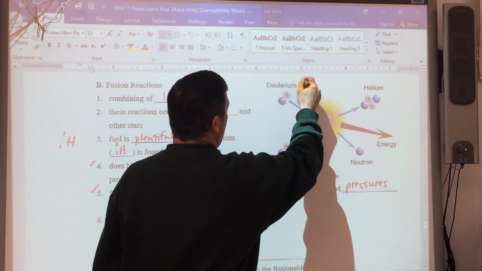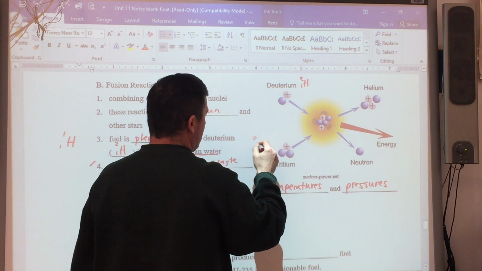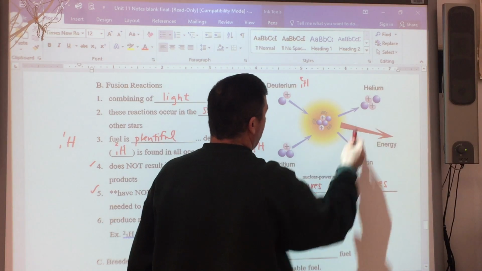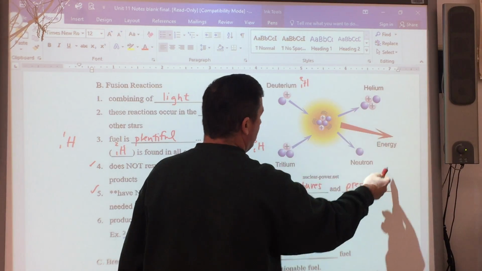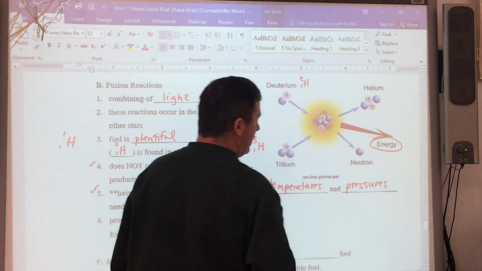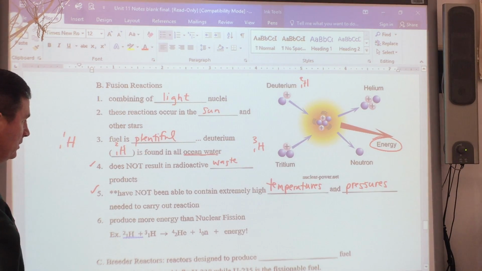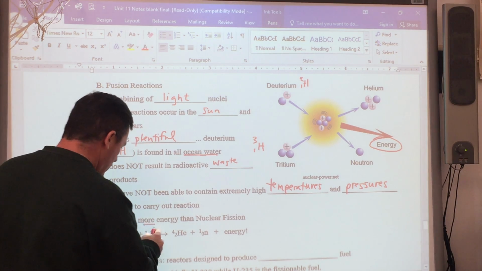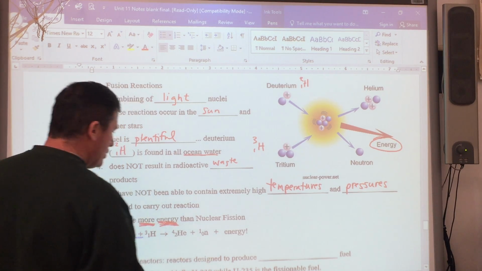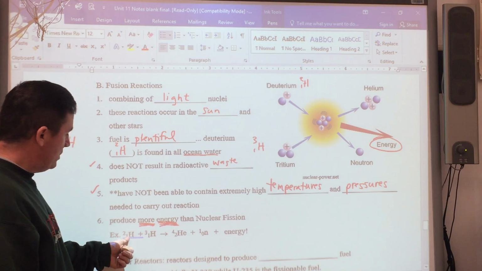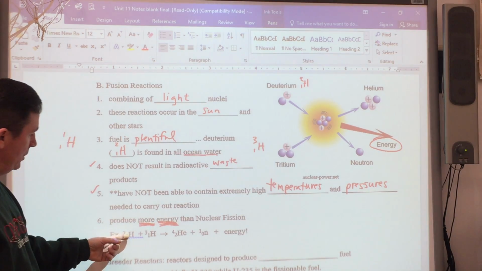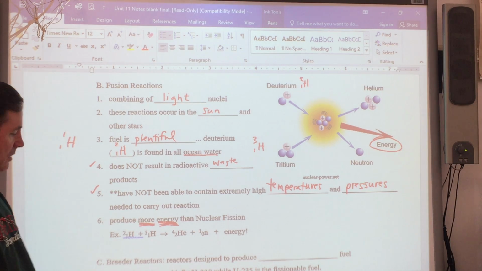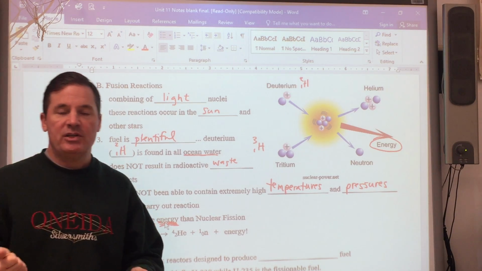Deuterium is H2-1, and tritium is another one that's H3-1. This has 2 neutrons. Okay? And what happens? You end up with helium. So hydrogen becoming helium releases huge amounts of energy, and then you also get a neutron coming off of that. All right? So they also produce more energy. More energy, that's a question that you're going to get. Produces more energy than nuclear fission. And here is the example that's shown graphically there. Deuterium plus tritium yields helium and a neutron. Okay? So those are the differences between fission and fusion.